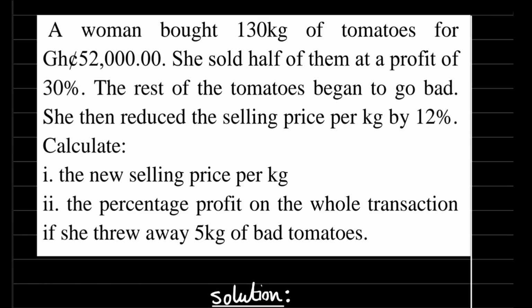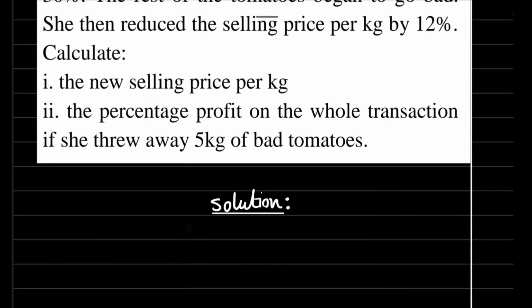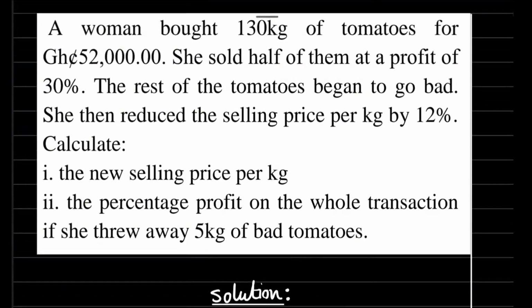On our screen today we have a problem: a woman bought 130 kg of tomatoes for 52,000 Ghana cedis. So we first have our first information coming up. We'll say that the cost price of 130 kg of tomatoes was given as 52,000 Ghana cedis. So we'll list that.